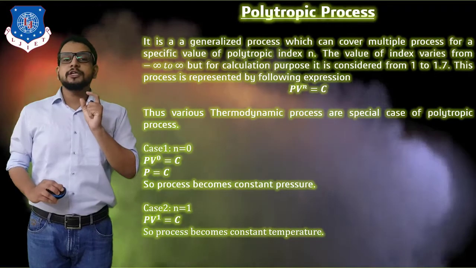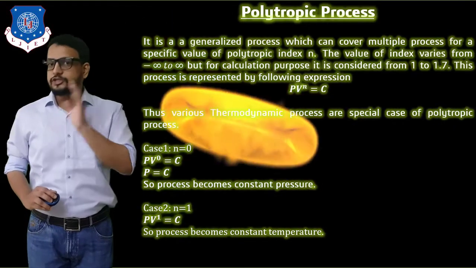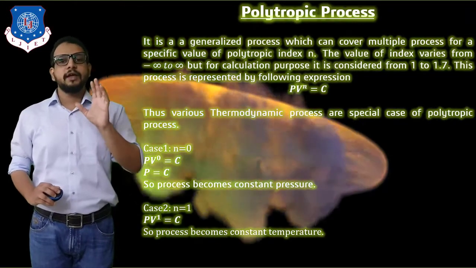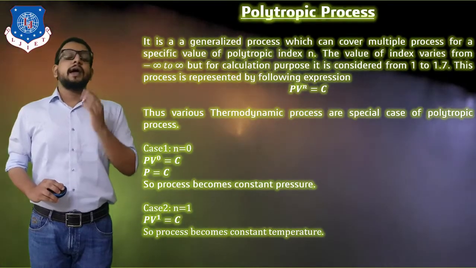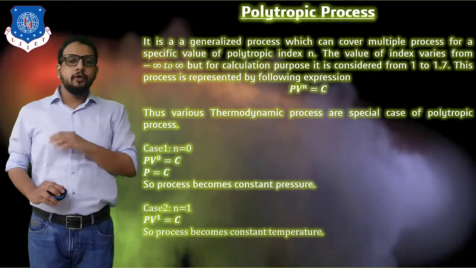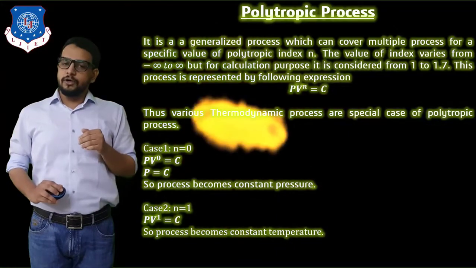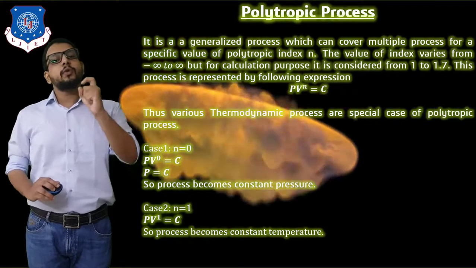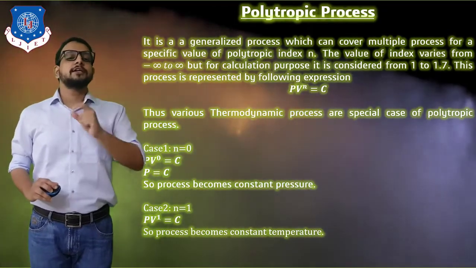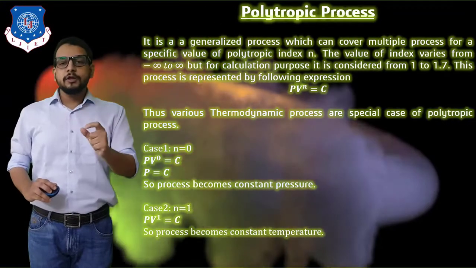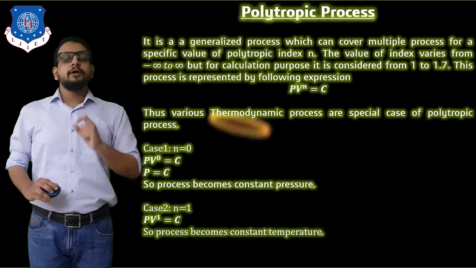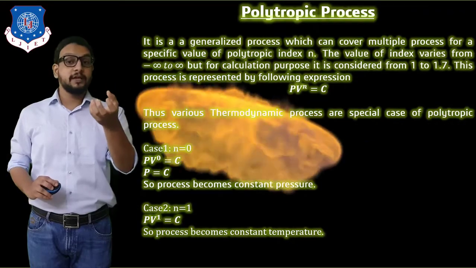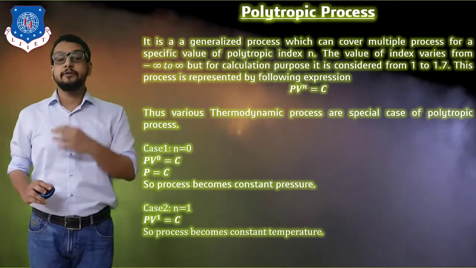So this polytropic process will now be reduced to a constant pressure process, provided we take n is equal to 0. Now in case 2, as you can see, I have taken n is equal to 1. We are going to take different values of n. Placing this value in our expression of polytropic process, we get Pv raised to 1 is equal to C, which means Pv is equal to C. So we can say that this polytropic process has now become a constant temperature process. I hope that you are clear up till here, that is, polytropic means multiple processes can be covered. Now let's see our next case.